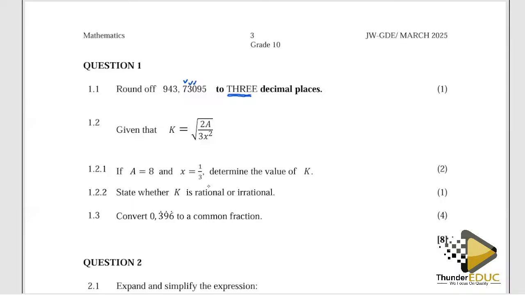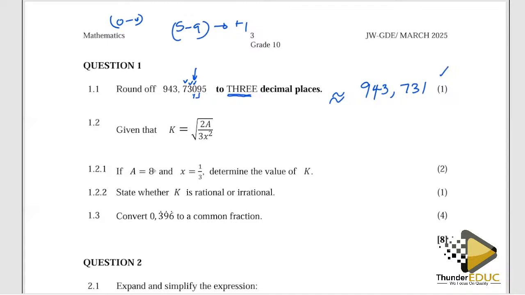It's a 9. So this 9 is going to affect the 0 by simply adding a 1. Remember, for a 1 to be added, the digits that follow must be between 5 to 9. These ones will add a value of 1. Digits between 0 to 4 do not affect the number within the rounding position. So our answer here is going to be approximately 943,731. So 3 decimal places, there we go.